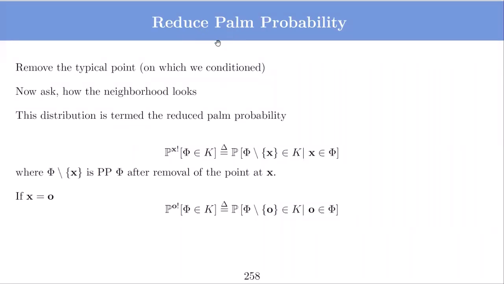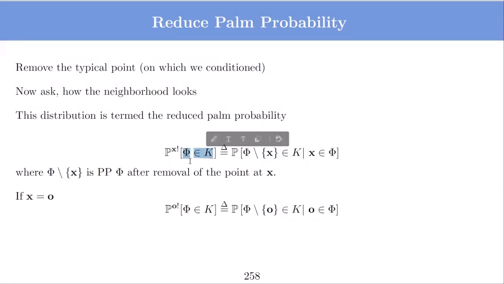A similar concept is the reduced Palm probability. It's also a conditional probability. It's just that when you're looking at whether phi has property K or not, you don't include the point you are conditioning on. So you have to remove that typical point on which you are conditioning, and then ask how the neighborhood looks. The notation here is x factorial, and this just means that you are conditioning on x, but you are not including x in the calculation.